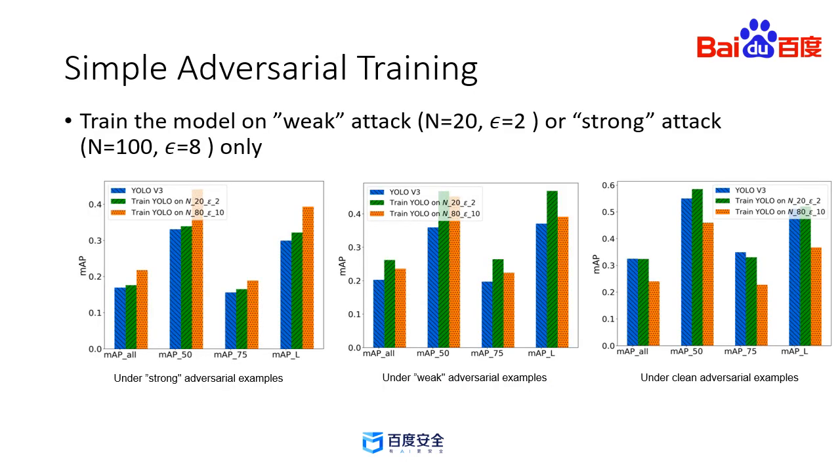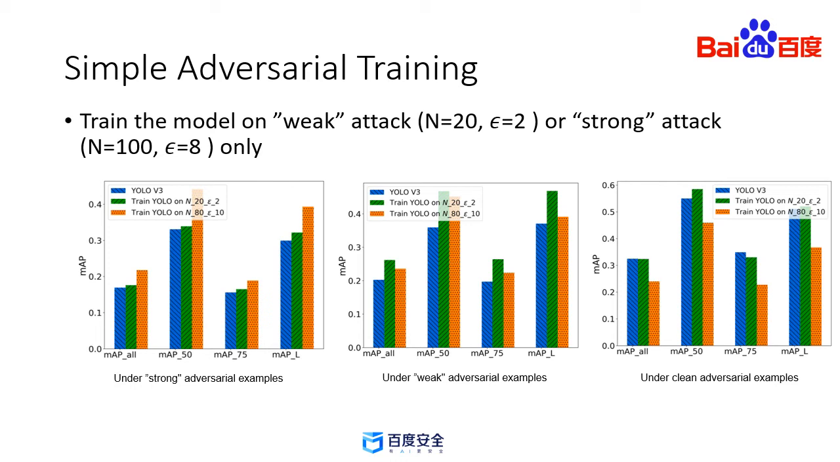We generated two sets of adversary examples, weak ones and strong ones. The strong ones will have larger n and epsilon. Then we test the simple adversary chaining strategy, which retrains the model with weak or strong adversary examples alone. The results of retrained models are shown as follows. We can see that simple adversary chaining can improve the performance under strong adversary attacks.